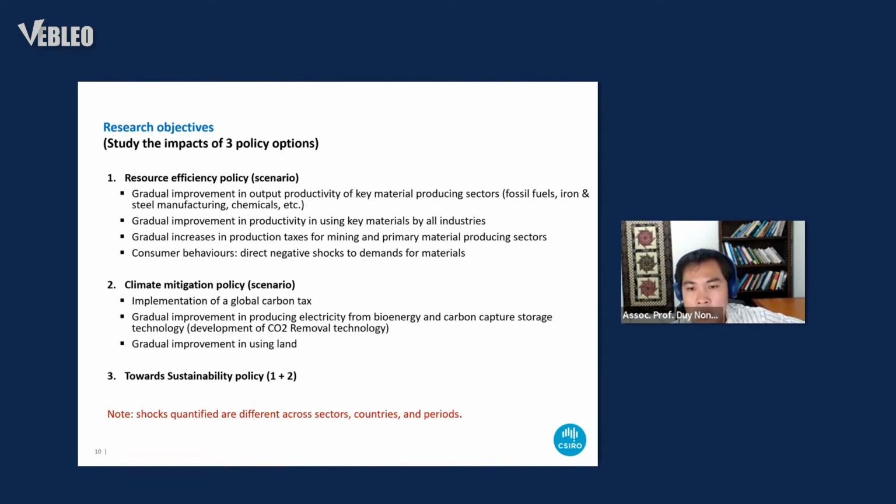And because the shocks and the values are abundant for many different countries and many different industries, I do not show them here. But if you are interested in our research and want to know more about the shocks that we put in the model, please contact me. I'm very happy to share this with you. And I would also like to note that the shocks we collect here are different across countries and also in different periods.